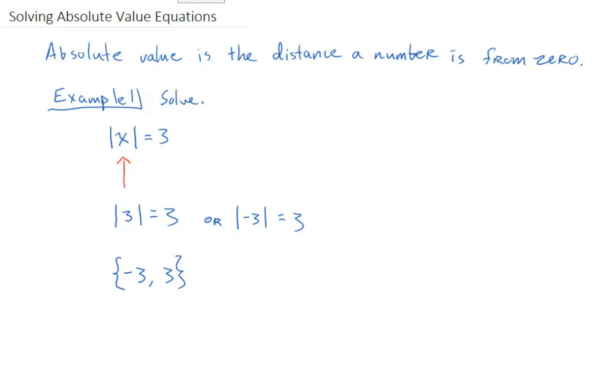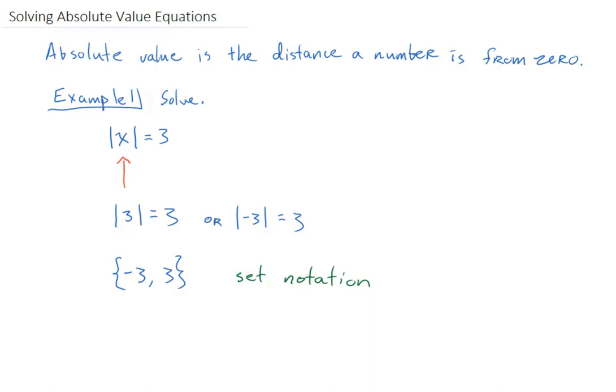And this is called set notation. Set notation is used to indicate distinct numbers. So negative 3 is a solution, 3 is a solution. This is different than interval notation. Interval notation is telling us a range of numbers with a starting value and an ending value. We use parentheses and square brackets for interval notation, but for set notation we always use these curly braces.